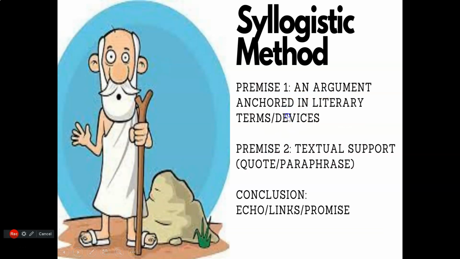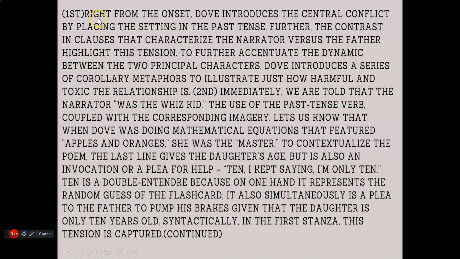Argument anchored in terms and devices, going to be 3 sentences to comprise that first premise. Second premise, textual support, teeter-totter balance the quoting and paraphrasing. Conclusion, echo, links, promise, all 10 to 12 sentences. So students often ask, where do I begin my analysis in the first body paragraph? And I say, be chronological, have a sequence, start where the author starts. So look at the transition here.